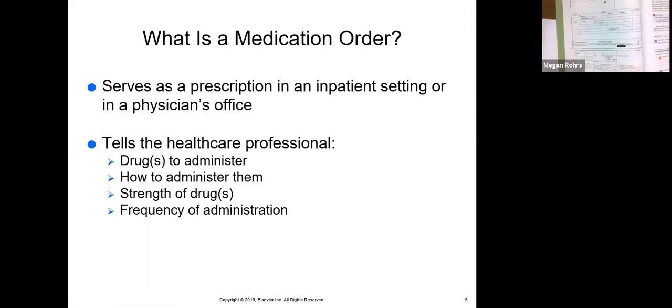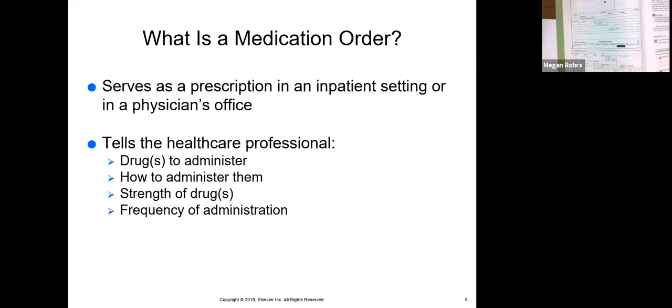Okay, so when we're talking about medication orders, remember these are for prescriptions in an inpatient setting. So keep in mind that in an inpatient setting, the patient themselves is never going to see the labels on their medications because they're not going to be the ones giving themselves the medication. Usually it's going to be a nurse or a med aide, something of that nature. So med orders are going to be interpreted for medical professionals.